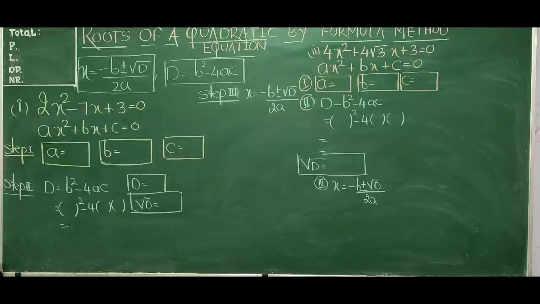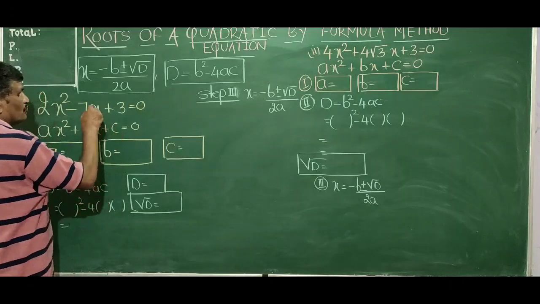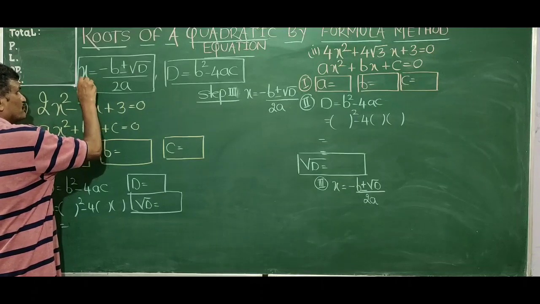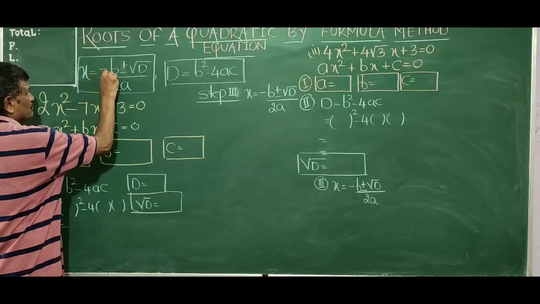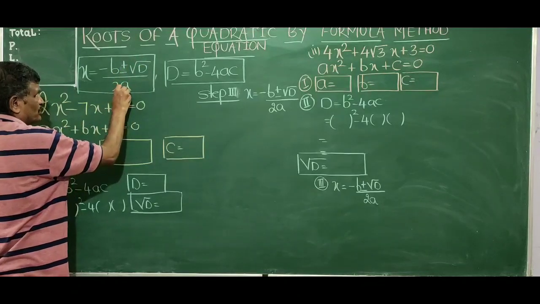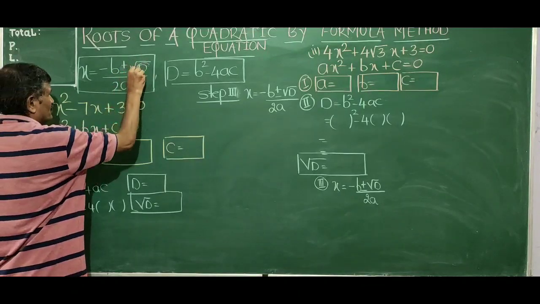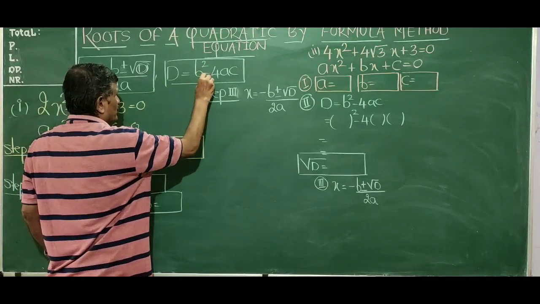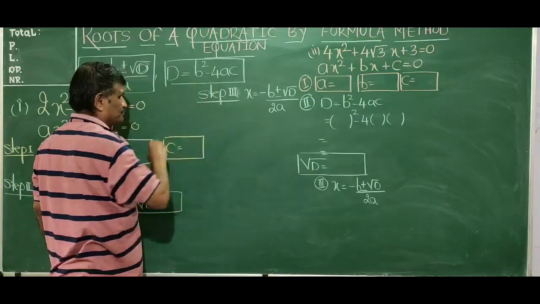What is that formula method? The formula to find the roots of a quadratic equation is x equal to minus b plus or minus square root of d divided by 2a. What is the value of d? D you have to calculate by using the formula b squared minus 4ac.